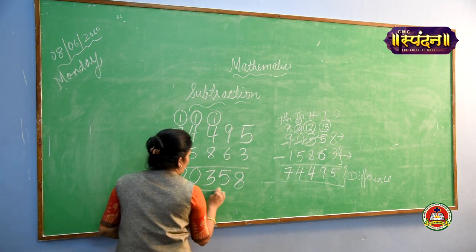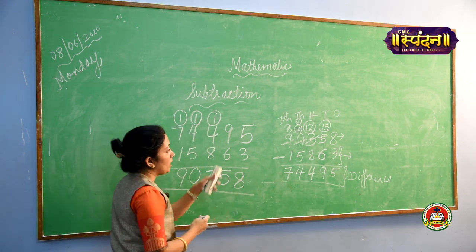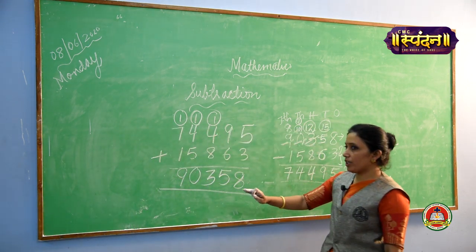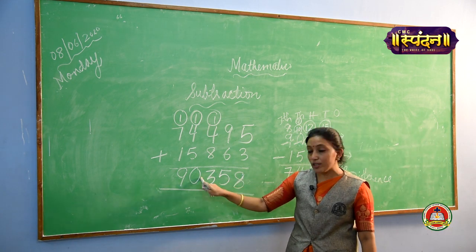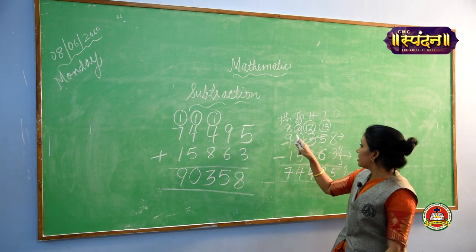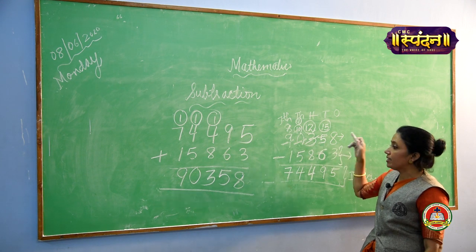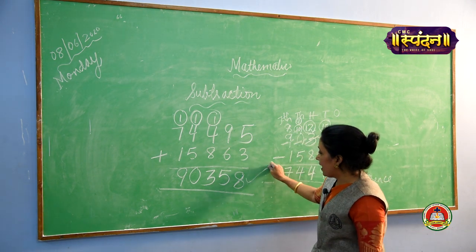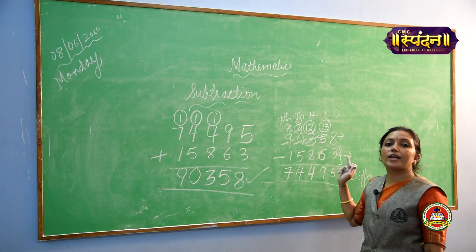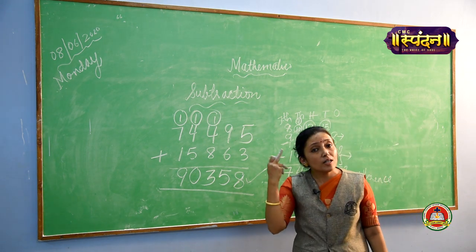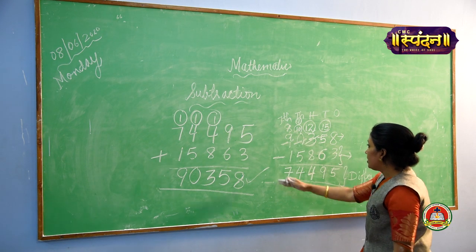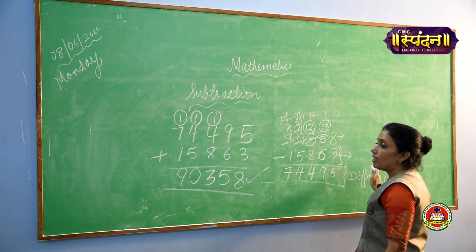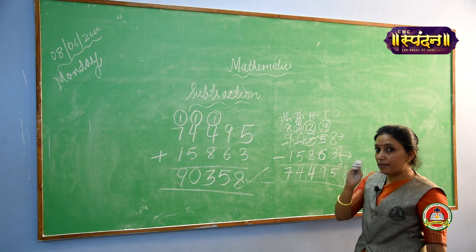So can you check, is it your minuend? Is your larger number the same? Just check it out. Yes, 90,358. It means my answer is correct. So this is the method to verify your answer, or you can say to check your answer. Is it clear how to verify your answer? Let me explain once again.